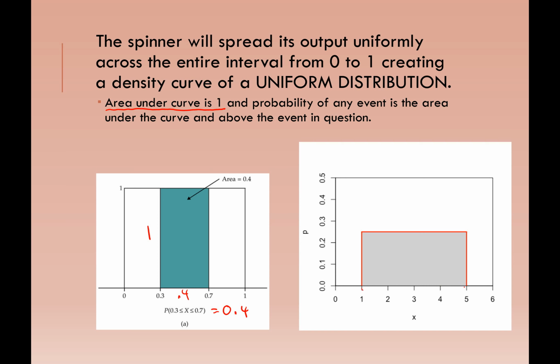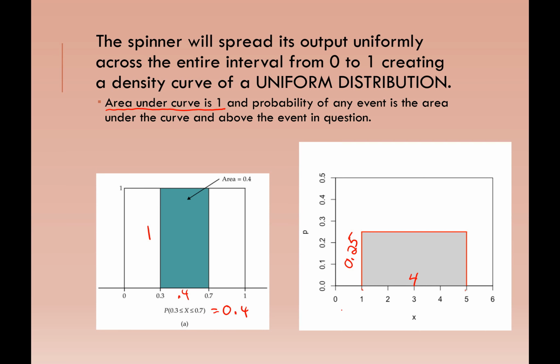Here is another example. Let's say we have a 1 through 5. So this is a 0. So this is a width of 4. So the height has to be 0.25. And because when I multiply these, I need to get an area of 1.